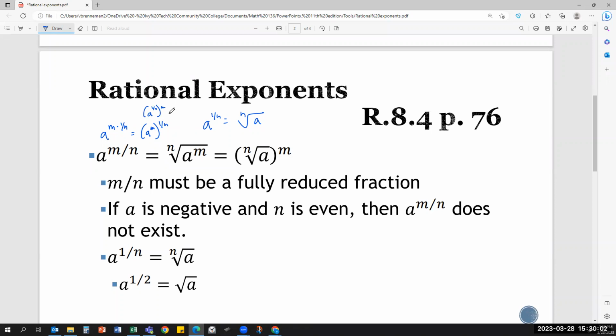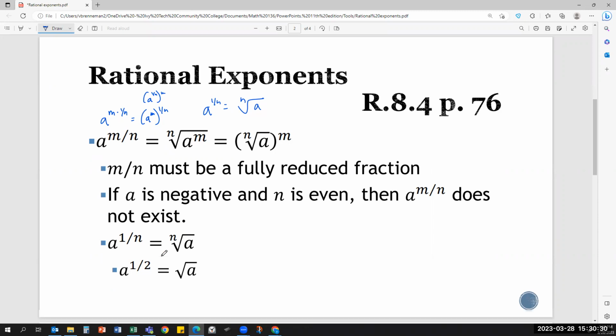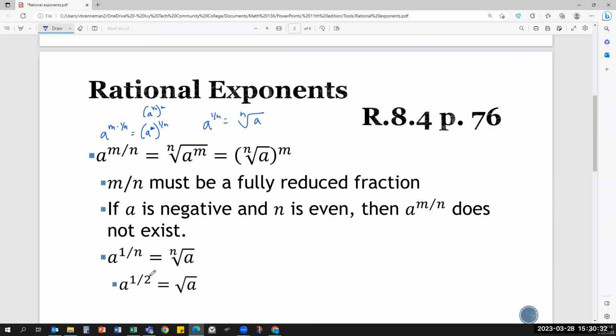M over n, for this to work, has to be a fully reduced fraction for the rules to apply. So you wouldn't have something like a to the fourth over six as the sixth root of a to the fourth. You fully reduce. If a is negative and n is even, so you're taking an even root of a negative number, you can't do it. Then that does not exist. But otherwise, generally a to the 1 over n is the nth root of a, and a to the 1/2 is the square root of a.